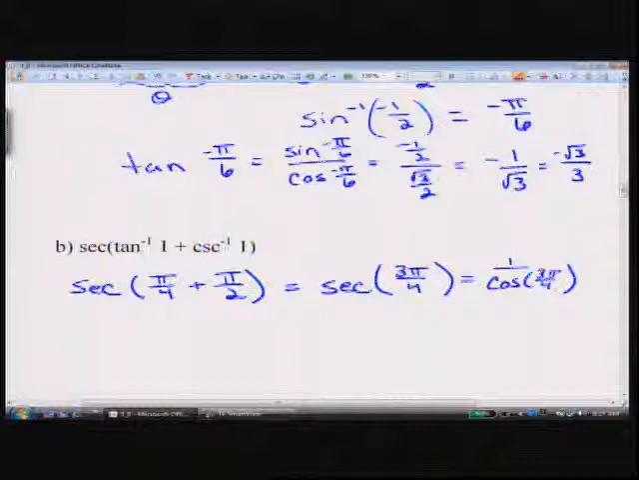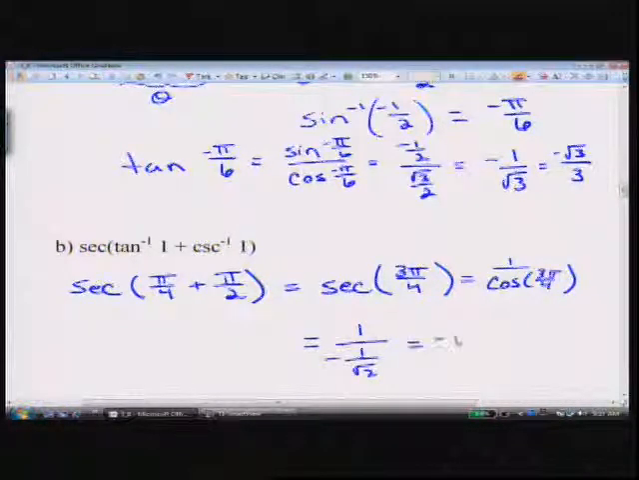The cosine of 3 pi over 4 is negative 1 over the square root of 2. So this is 1 over negative 1 over square root of 2, and so your answer is negative square root of 2.